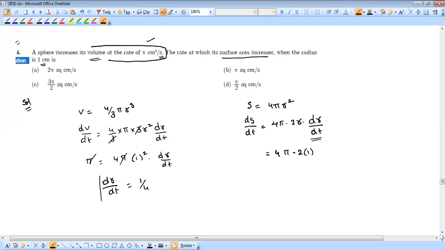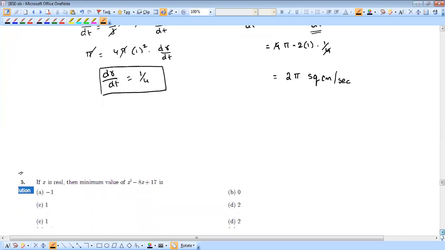So I'm taking dr by dt, and I'm getting 1 by 4. So substitute 1 by 4; the 4 gets cancelled. The answer will be 2 pi square centimeter per second. This is the answer.